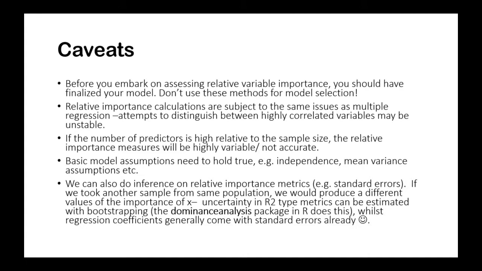And the other thing is that if you took another sample from the population, it would produce a different set of importance values for each predictor. And they might be different relative to each other too. So there's uncertainty here, and you can estimate the uncertainty in these R-squared type metrics with bootstrapping. So the dominance analysis package does bootstrapping to estimate the uncertainty in average contribution. And regression coefficients generally come with their standard errors already. I'm sure you already knew that.